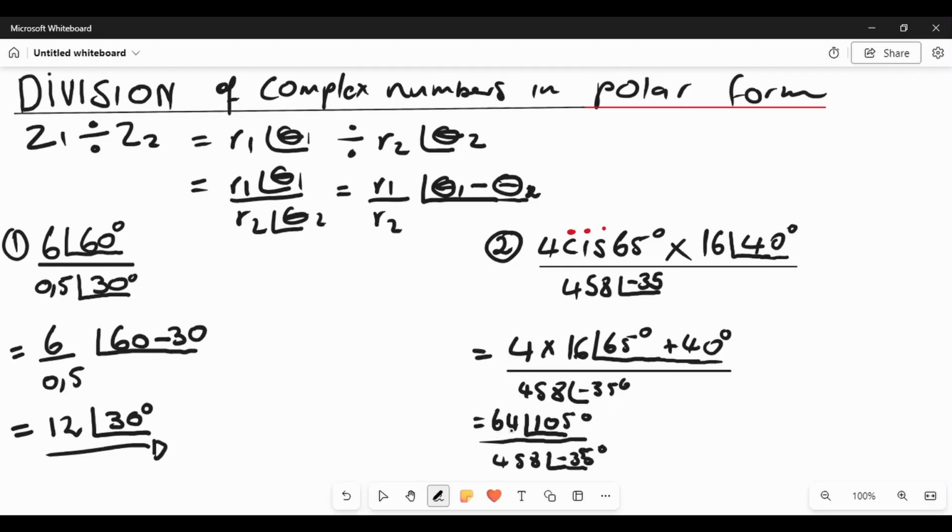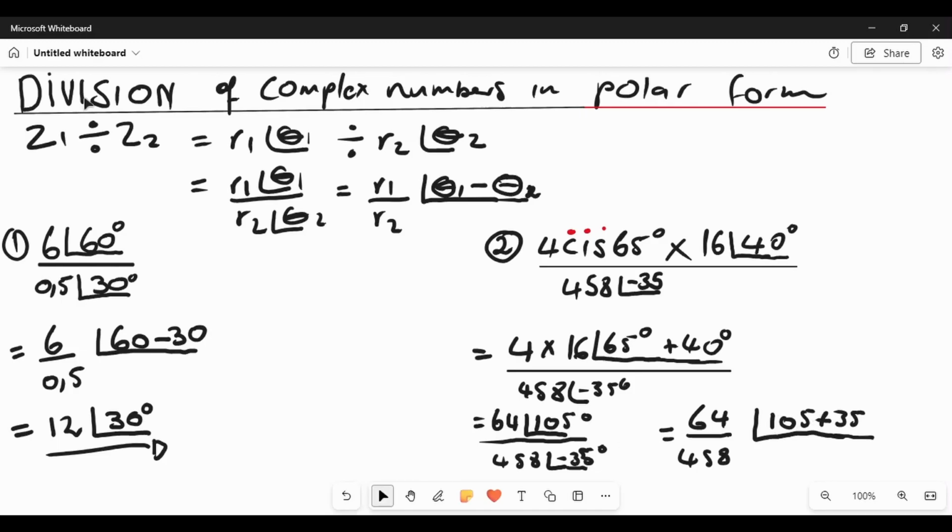Now we have two complex numbers that are dividing each other. So I'm going to continue here on this side. Remember, the 64 is going to divide by 458, while the argument 105 is going to be subtracted by the negative 35. Since this negative 35 is on the denominator, when we take it to the top, it's going to be positive 35. There we go. Remember, the argument on the denominator changes the sign, so it becomes positive.